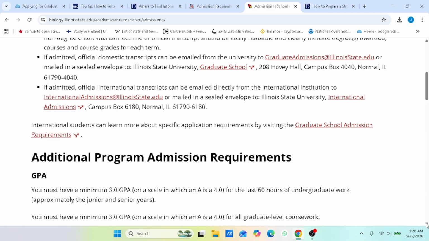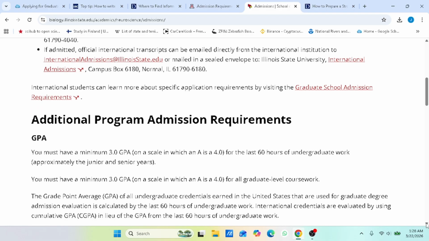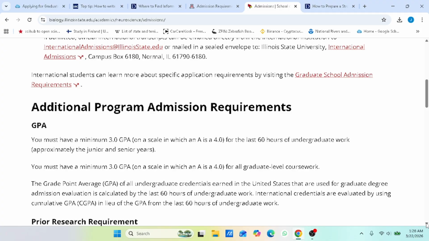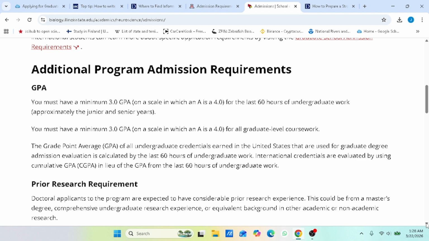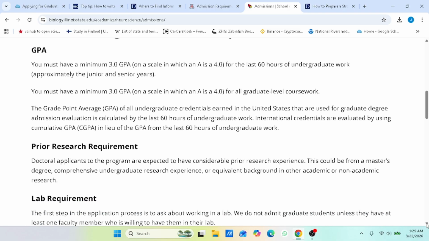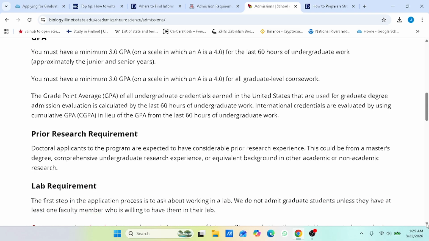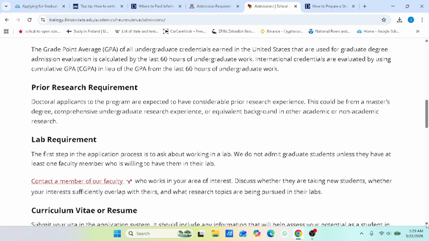And then we have admission requirements specific to this degree, that is MS in Biological Sciences, according to the admissions committee at the department. GPA must be 3.0. That's point number one. Number two is prior research requirement. They expect you to have some research experience.